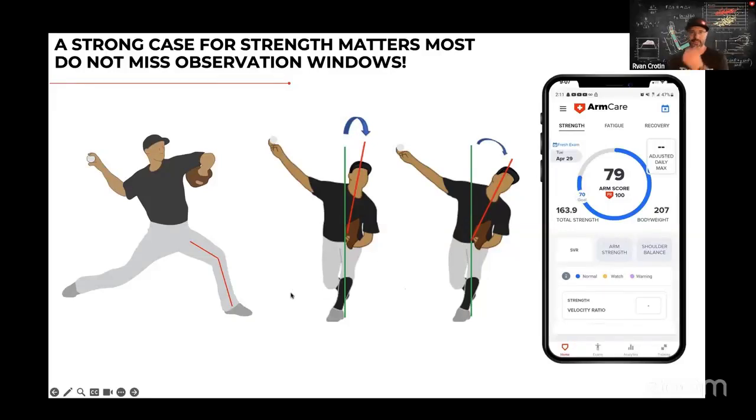So now there's a few things. We don't want to miss observation windows. And a couple things that you're going to see with fatigue. These are things that I note, and I'll take an annotation.